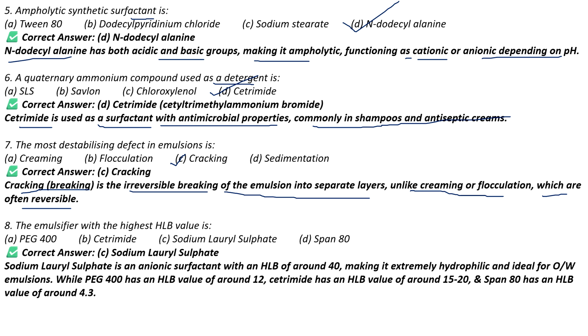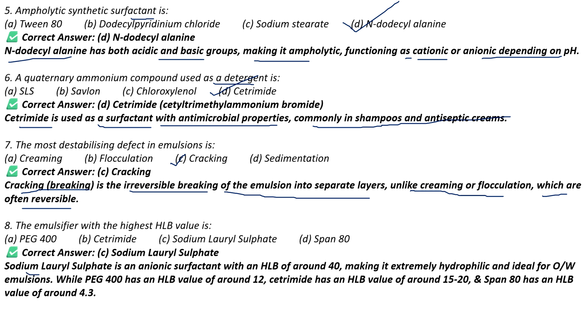The emulsifier with the highest HLB value is, now we have to tell out of the given four options which has the highest HLB value. Options are PEG 400, that is polyethylene glycol 400, cetrimide, sodium lauryl sulfate, Span 80.